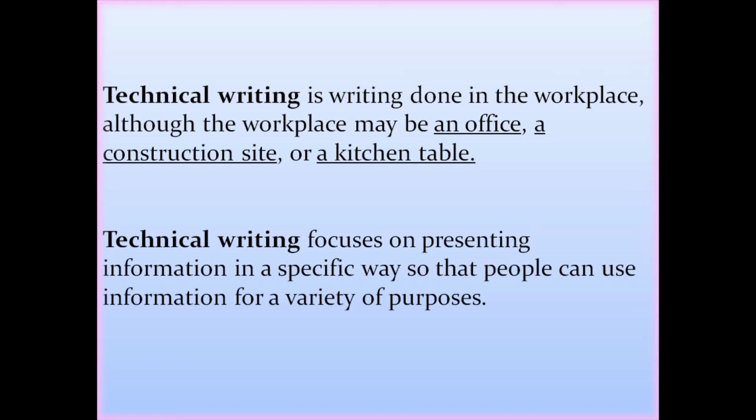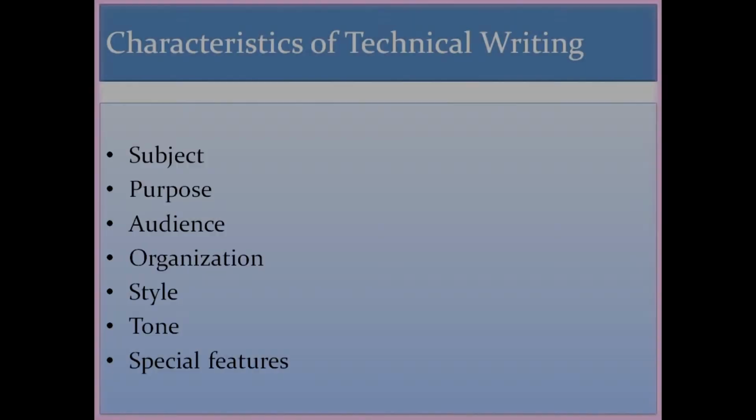Next, technical writing focuses on presenting information in a specific way so that people can use information for a variety of purposes. You can say technical writing does not only present information, but it presents it in a specific way. Why? Because people want this information, should utilize it for different purposes. Let's move on to the next slide.